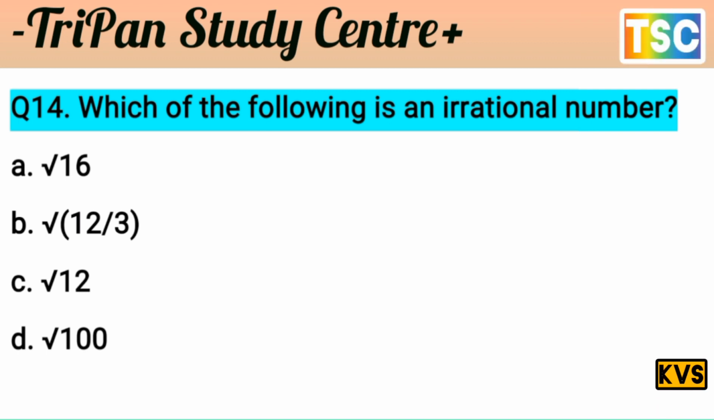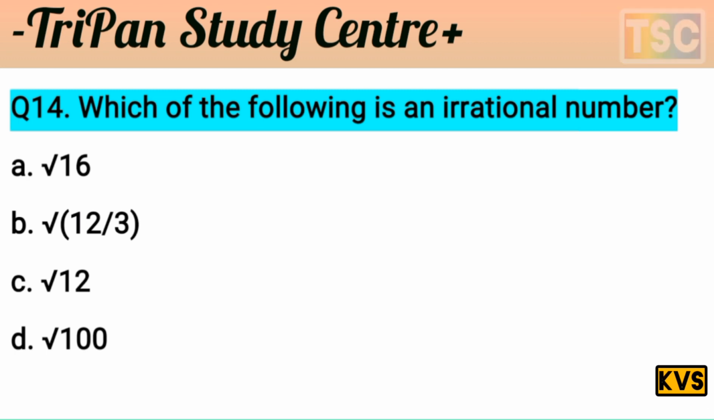B is 12 upon square root of 3. Dividing 12 by 3 gives 4. Coming to the square root of 4, 4 is the power of 2, so it is equal to 2. It means it is a rational number. And square root of 100, you know that 100 is the square of 10, so it comes to 10. It means D is a rational number.